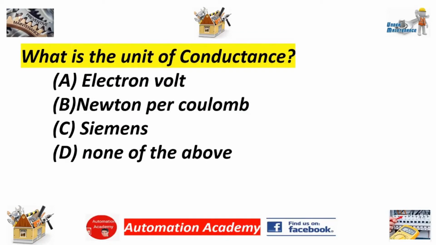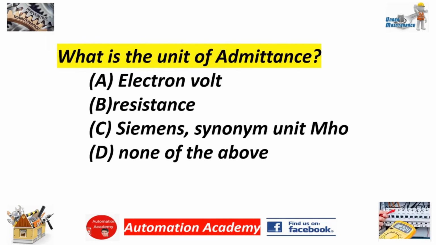What is the unit of conductance? A. Electron volt. B. Newton per coulomb. C. Siemens. D. None of the above. Answer: C. Siemens. What is the unit of admittance? A. Electron volt. B. Resistance. C. Siemens or synonyms unit mho. D. None of the above. Answer: C. Siemens, synonyms unit mho.